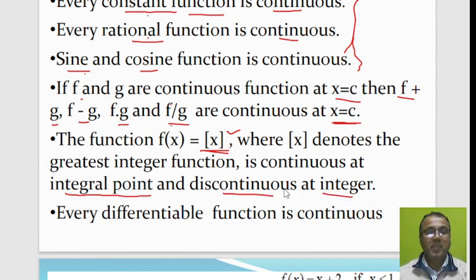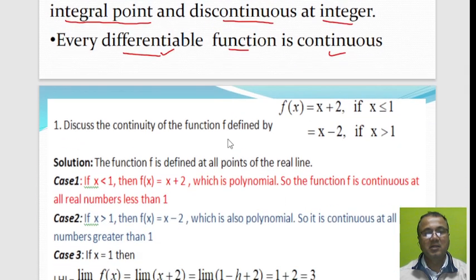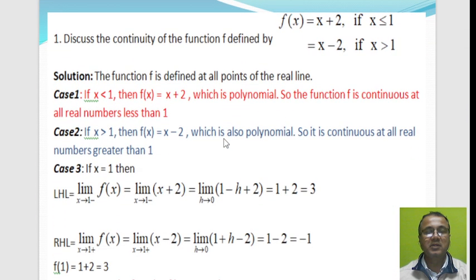Next, every differentiable function is continuous. Whichever function is differentiable, that function is also continuous, always continuous. So there is no need to prove this separately. You can remember all these things. Now let us see some of the problems. We will start here to check the continuity of functions.